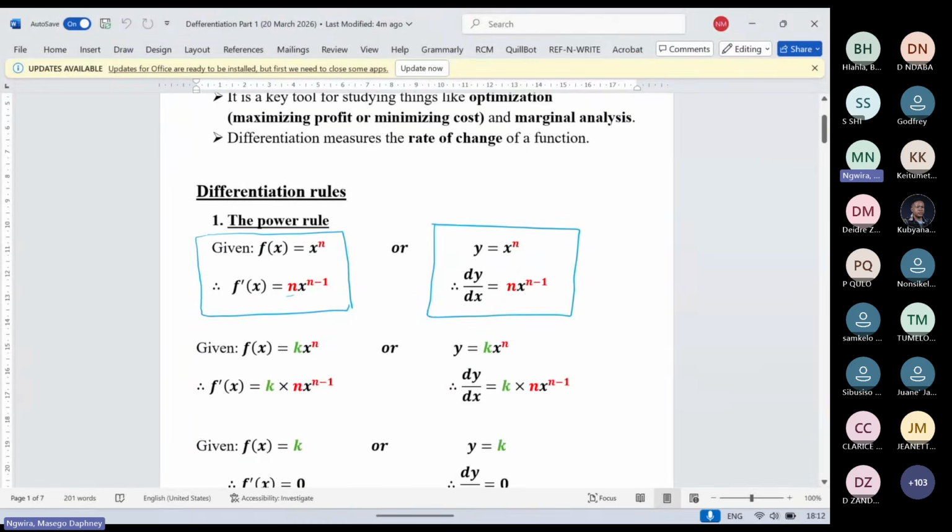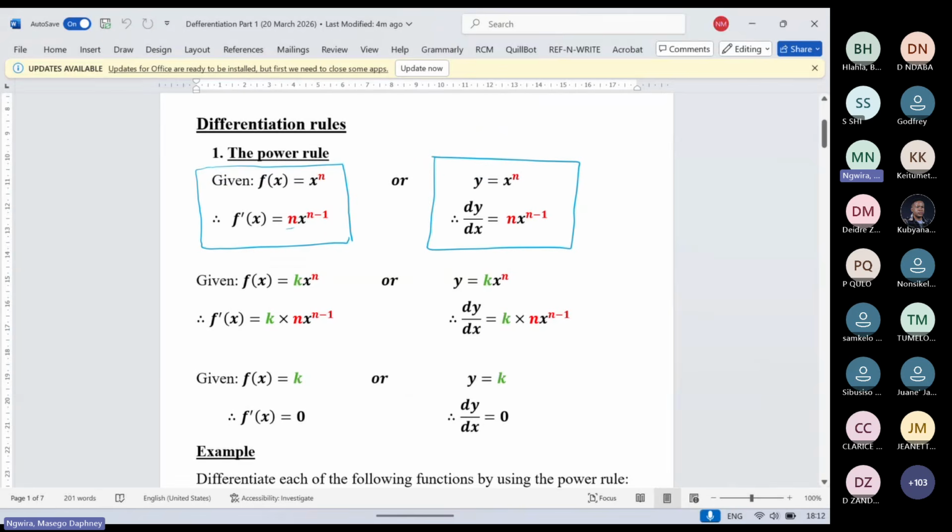Then as I was saying, here we are saying that if you are given this function, f of x is equal to k times x to the power of n, then k here is your constant. Constant meaning that it can be any number. So if your function looks like this, k times x to the power of n, when you differentiate, it's going to be f prime x is equal to k times.